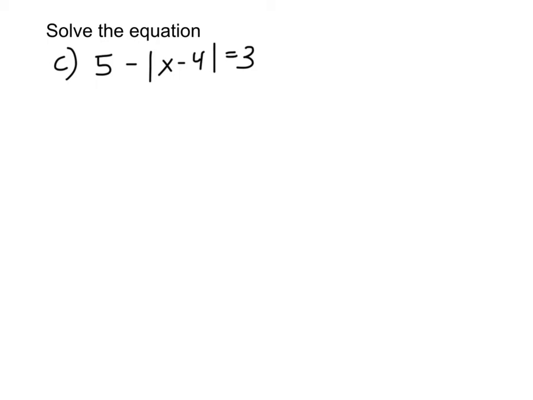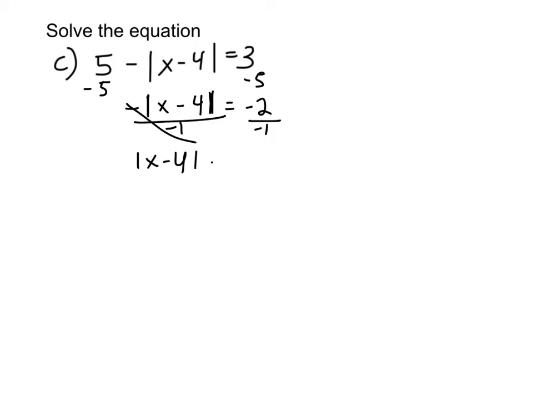Alright, moving on to the next example. We know the first step in solving equations with absolute value is to isolate the absolute value on one side of the equation. So I'm going to subtract 5 from both sides. Okay, equals -2. Now, when I say isolate, we also need to make sure that the sign in front of the absolute value is positive. So I'm going to divide both sides by -1 so that my sign is positive. So I get the absolute value of x minus 4 equals 2.